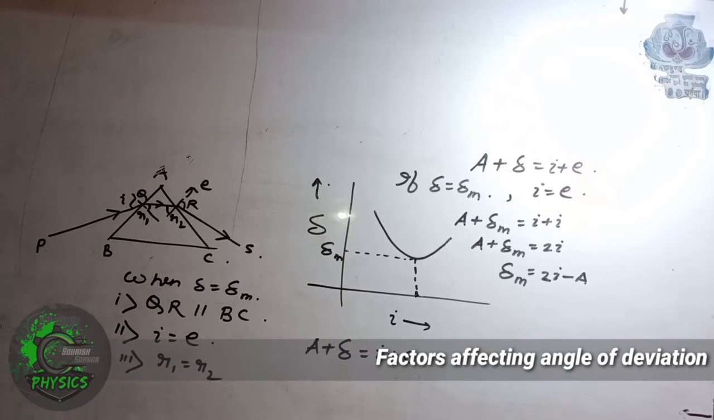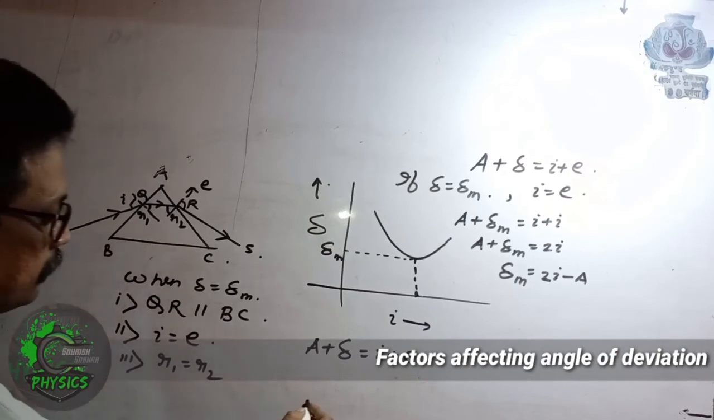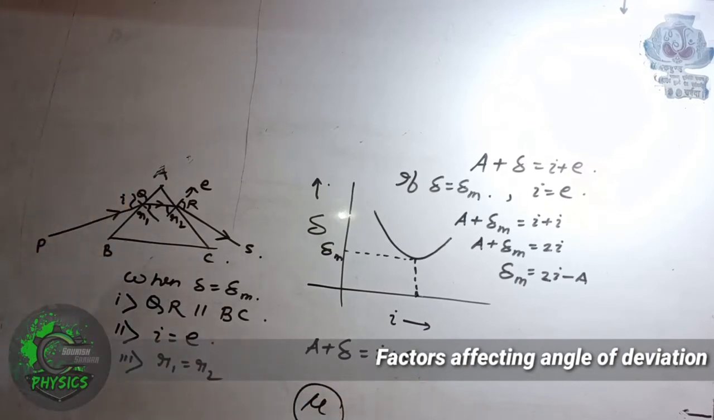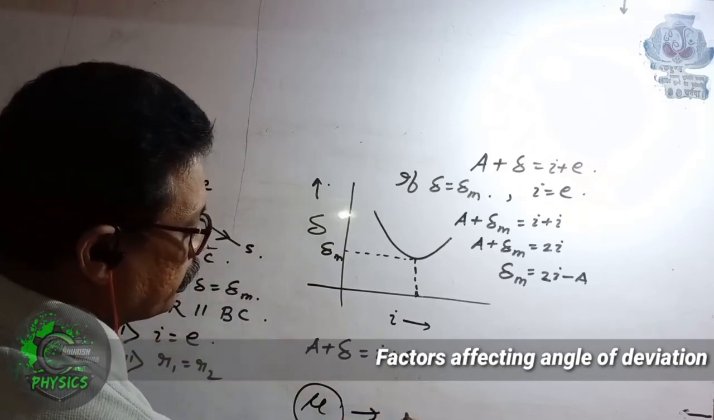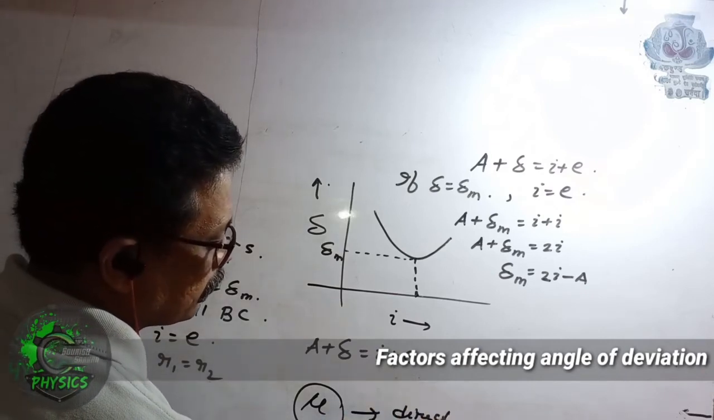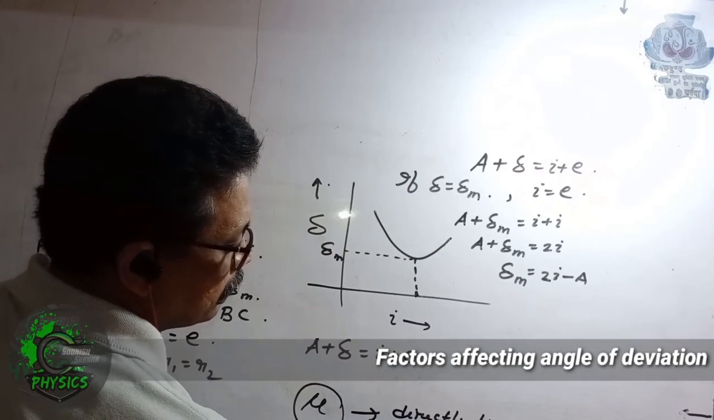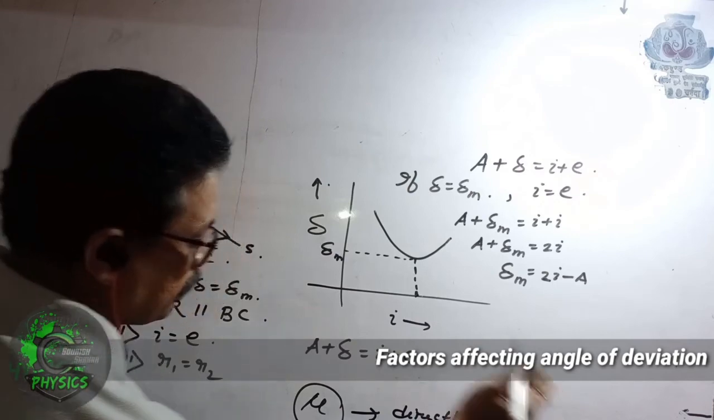Now the second factor on which the deviation depends is the refractive index of the material of the prism, mu. How does it depend on mu? It is found that for a given angle of incidence, the prism with higher refractive index produces greater deviation than the prism with lower refractive index. It means you can say it is directly proportional.